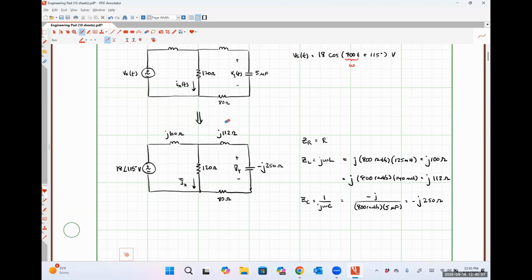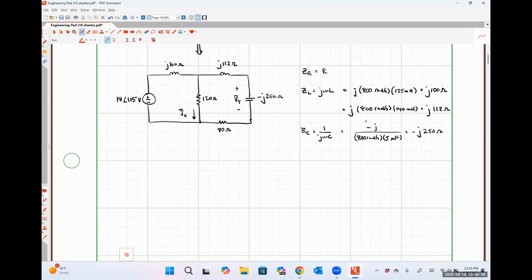So with that in mind, what circuit analysis techniques are you guys least comfortable with? And we can try to use that in order to solve this system so that you get some more familiarity with it. So how do you guys feel about current division, voltage division, source transformations, things like that? I'd probably say source transformation. So source transformation is what you're least familiar with. Okay, so let's use a source transformation here then.